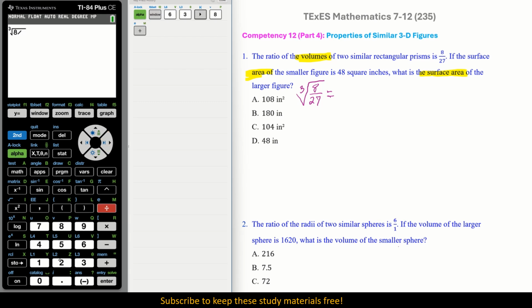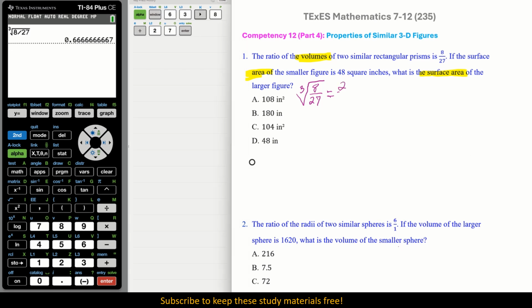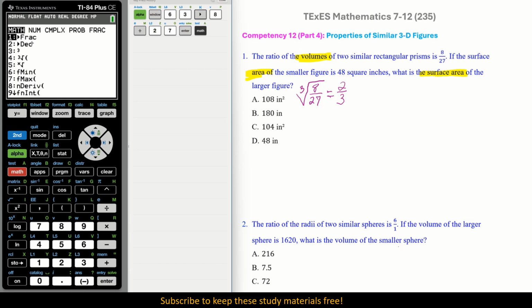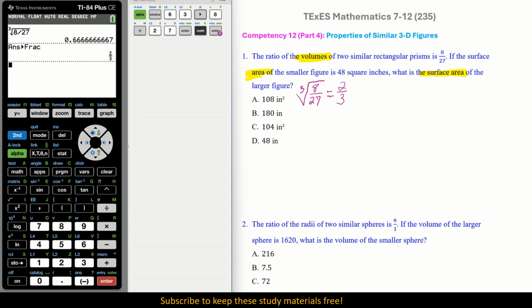Now 8 divided by 27. Push enter. And I know that that decimal does equal 2 over 3. But again, if you haven't watched other videos with me and you don't know, push math, and it's set up to give us the fraction. So you push enter, enter again, and that is what we need. However, that is for a one-dimensional situation, a side or a segment. So we're going from volume to area.